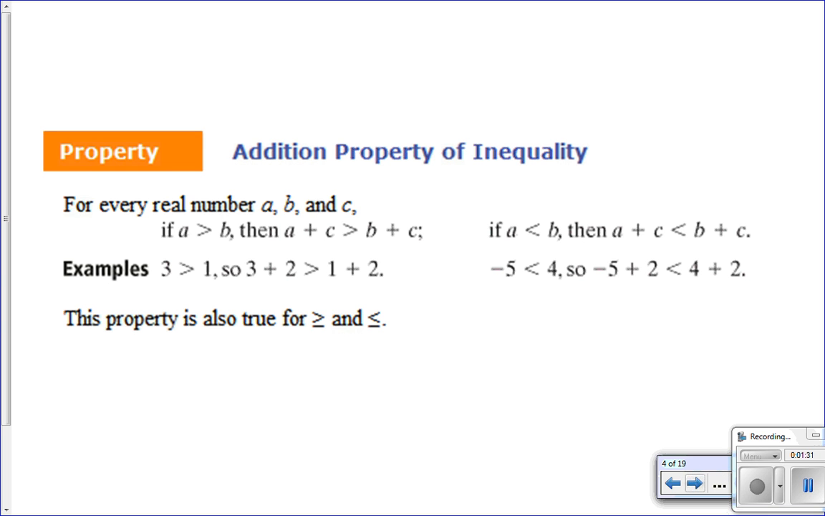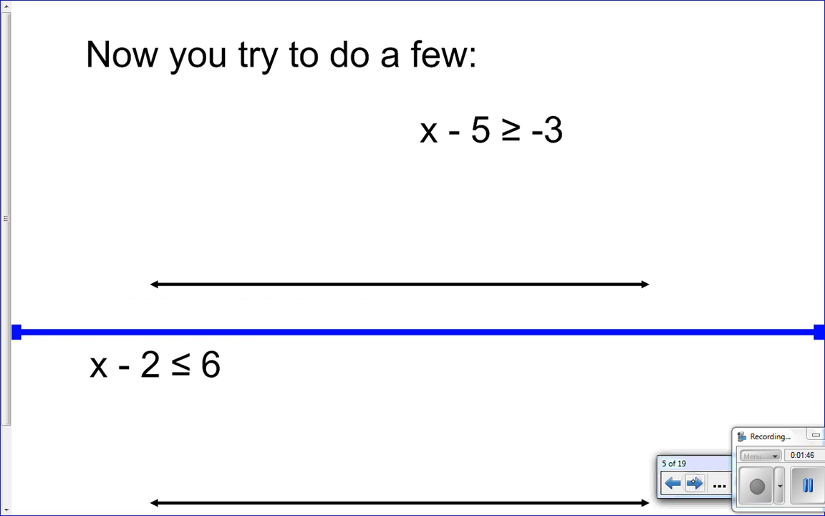So the addition property of inequalities states that for every number a, b, and c, if a is greater than b, then a plus c is greater than b plus c. And if a is less than b, then a plus c is less than b plus c. So I want you to try these two right now on your own. X minus 5 is greater than negative 3, and x minus 2 is less than or equal to 6.